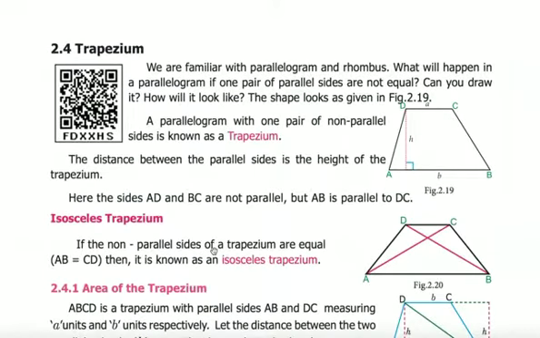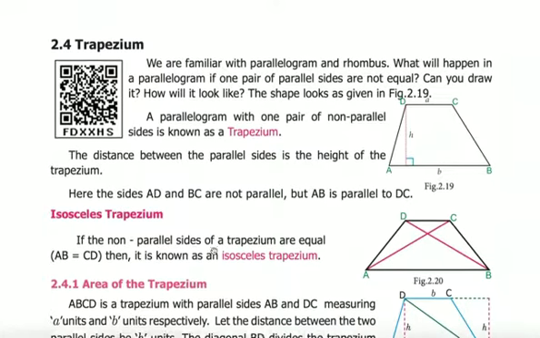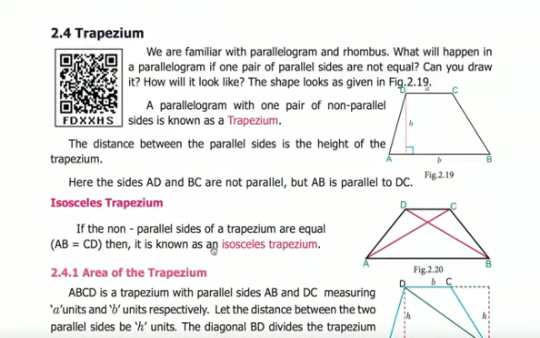Trapezium. Now we completed the rhombus part. Okay, entering into trapezium. We are familiar with parallelogram and rhombus. What will happen in a parallelogram if one pair of parallel sides are not equal? In a parallelogram, opposite sides or parallel sides are equal, right? Can you write how it will look like?